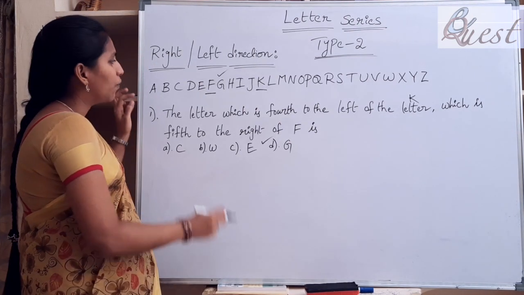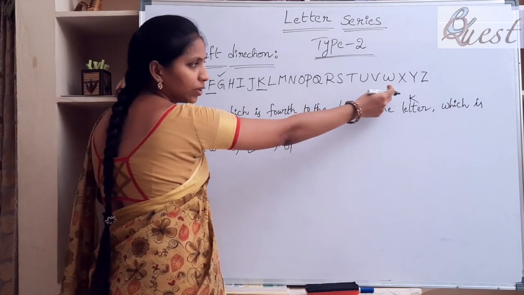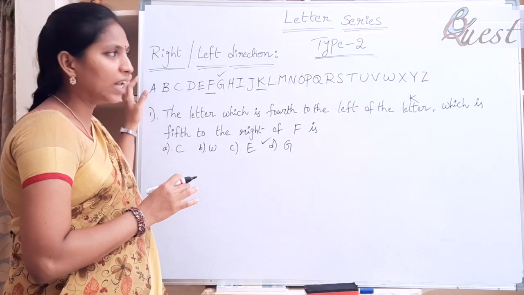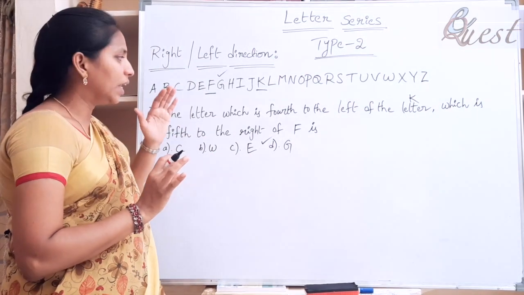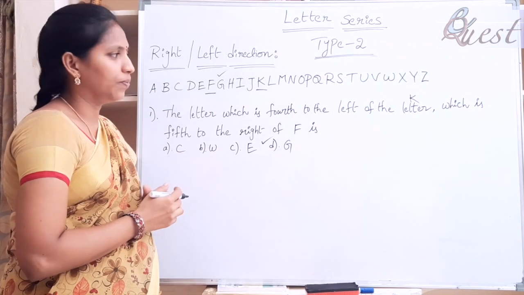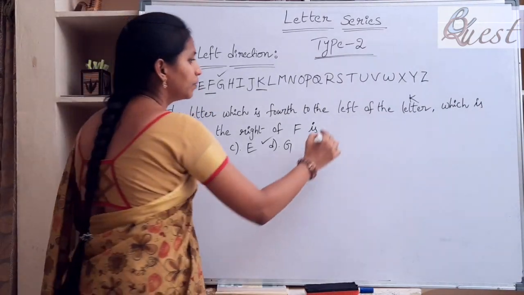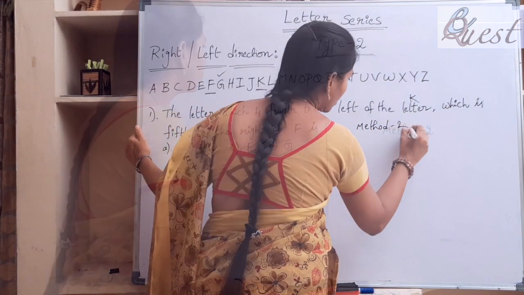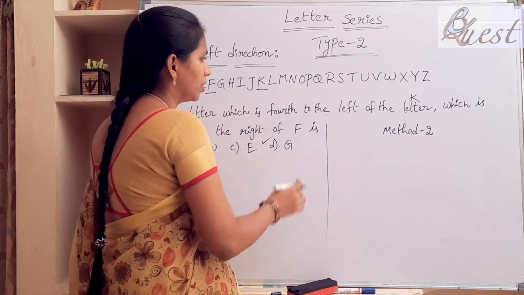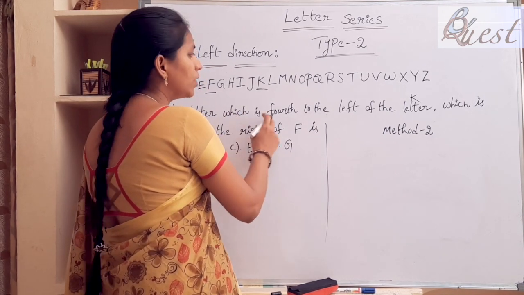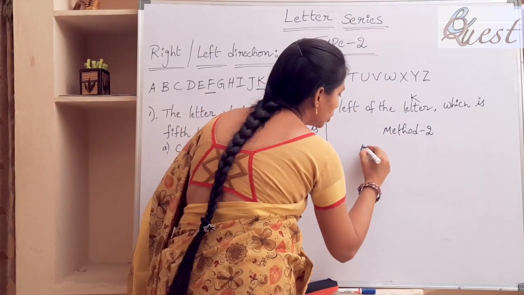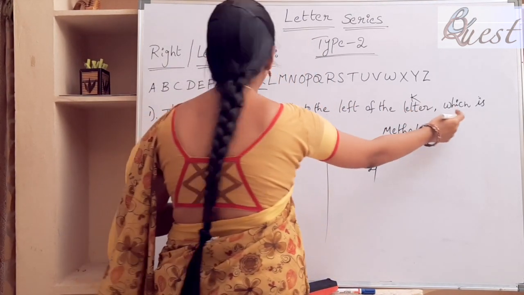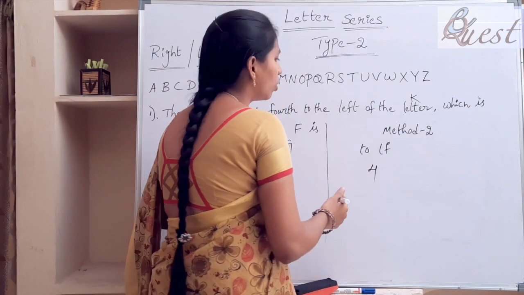The second method is without writing all these, without writing the A to Z alphabets. If you know the positions of alphabets in normal order, you can easily solve this question. See the second method. First write the directions. Here, the letter which is fourth to the left. To left, fourth to the left. And which is fifth to the right of F is.